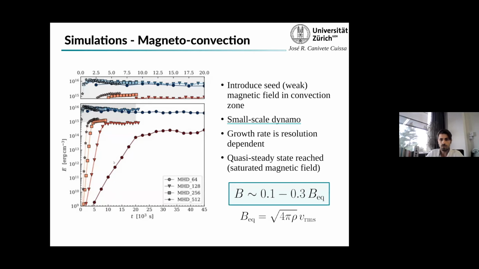This growth rate is resolution dependent, as you can see. And after a while, once again, we reach a quasi-steady state where the magnetic field is essentially saturated, with values that fluctuate between 10% and 30% of the equipartition value.